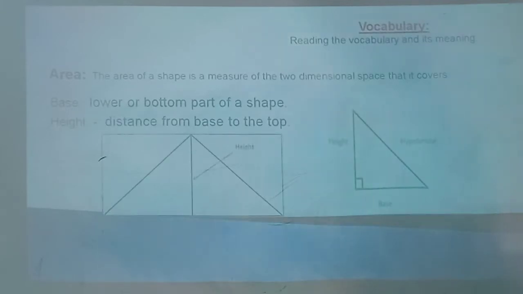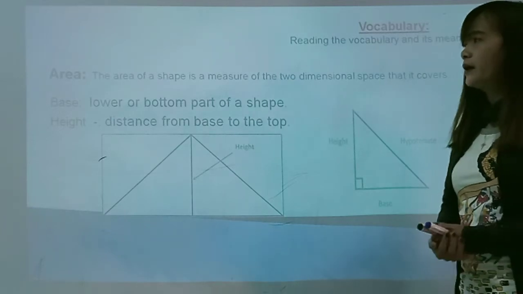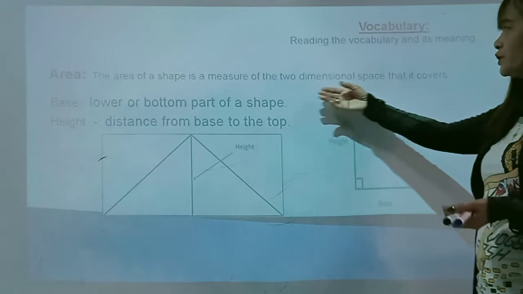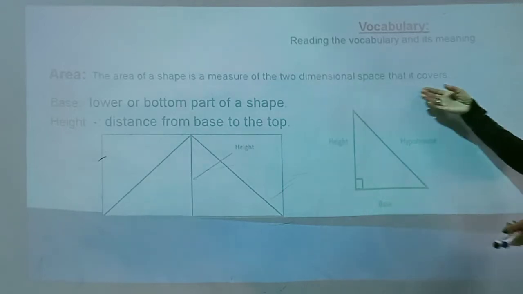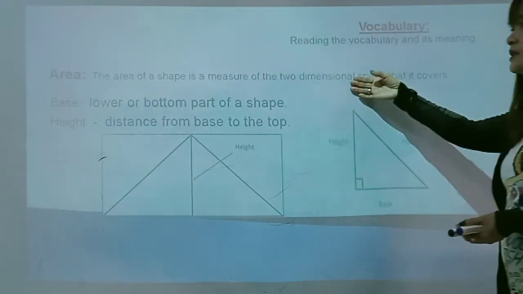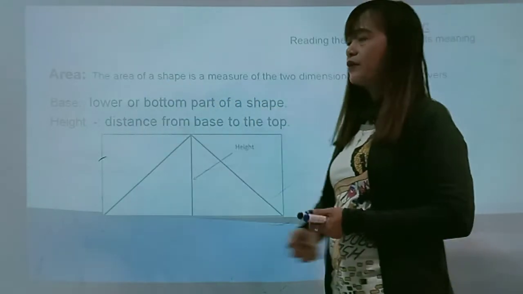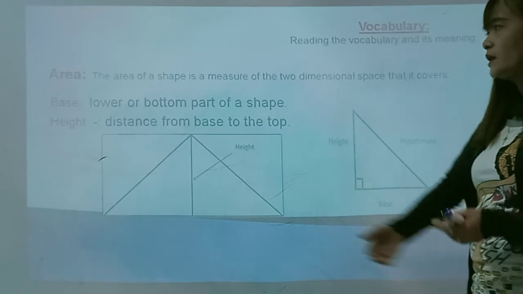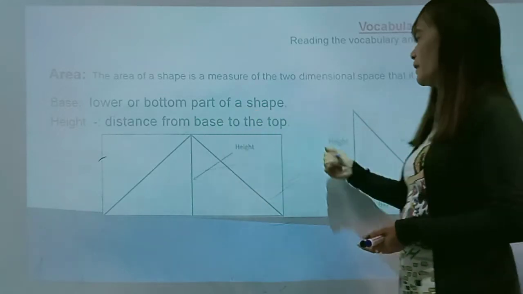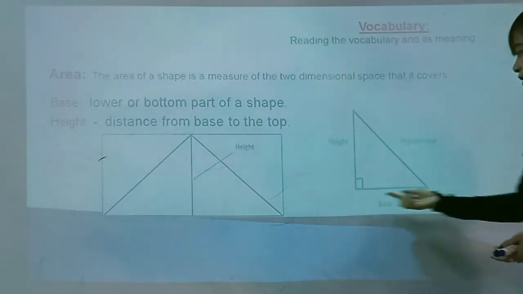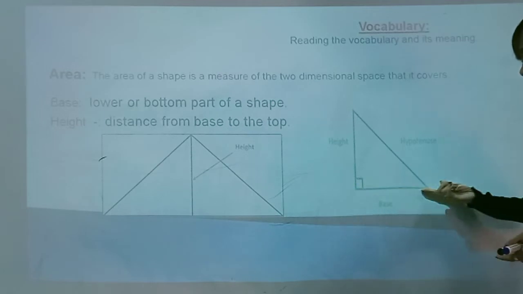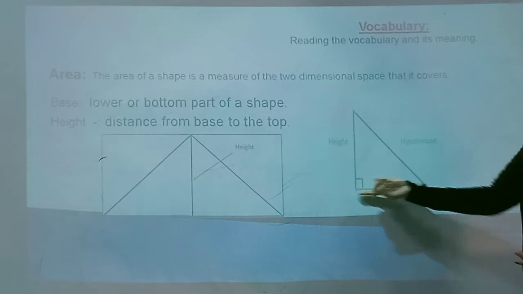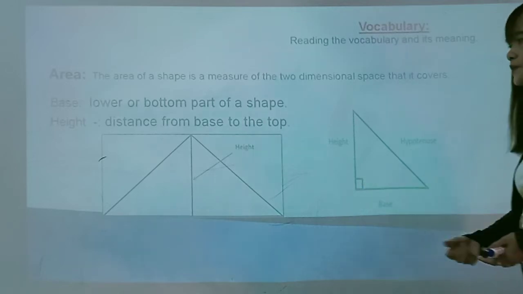And for our vocabulary words for today, we have area. Class, when we talk about area, the area of a shape is the measure of the two-dimensional space that it covers. Again, this is what we call area. How about the base? The base is the lower or bottom part of a shape. As you can see, in the triangle, this is the base.